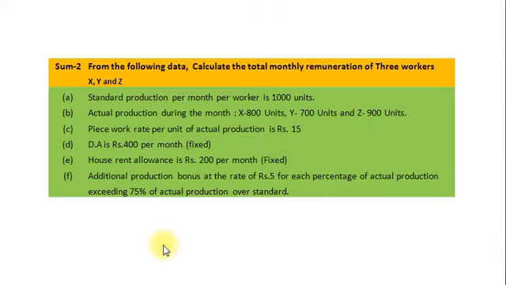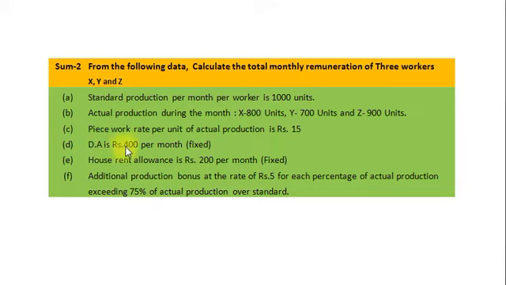Now we will see one more example. From the following data, calculate the total monthly remuneration of 3 workers X, Y and Z. Here is the information. Standard production per month per worker is 1000 units. Actual production during the month: X 800 units, Y 700 units and Z 900 units. Piece work rate per unit of actual production is rupees 15.